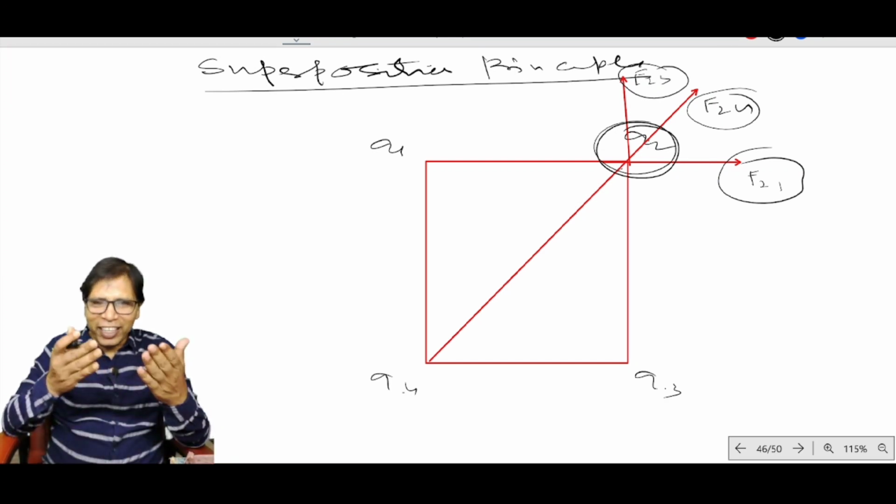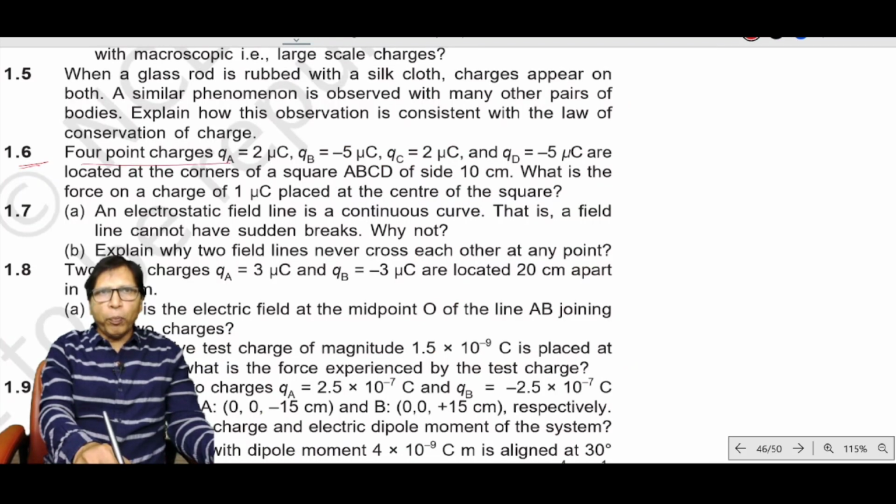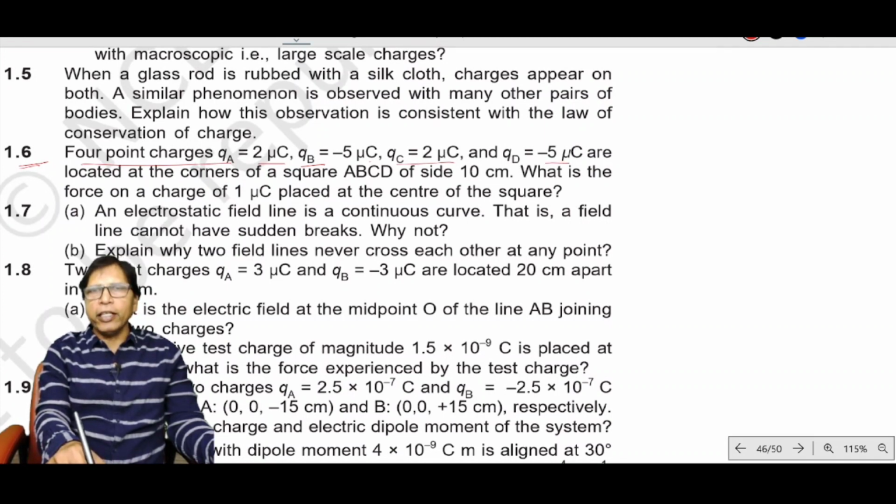Now a numerical relating to this. Four point charges QA equal to 2 microcoulomb, QB equal to minus 5 microcoulomb, QC is 2 microcoulomb and QD is minus 5 microcoulomb are located at the corners of a square ABCD of side 10 cm. What is the force on a charge of 1 microcoulomb placed at the center of the square?